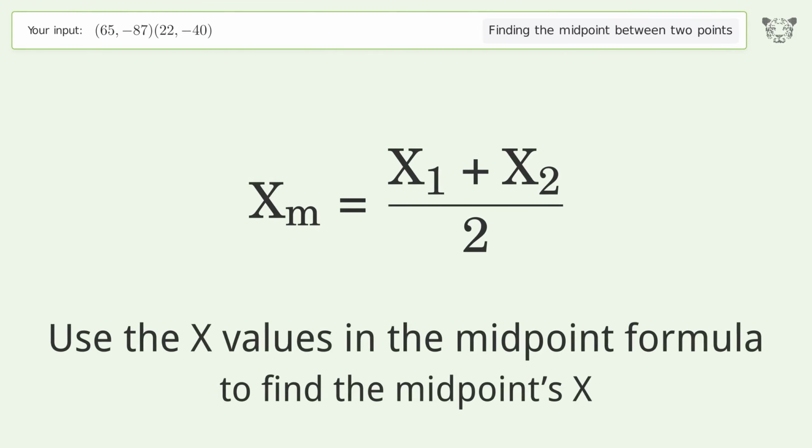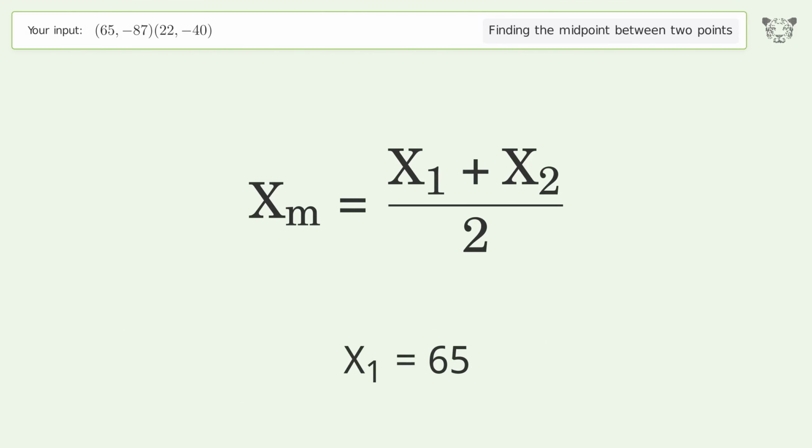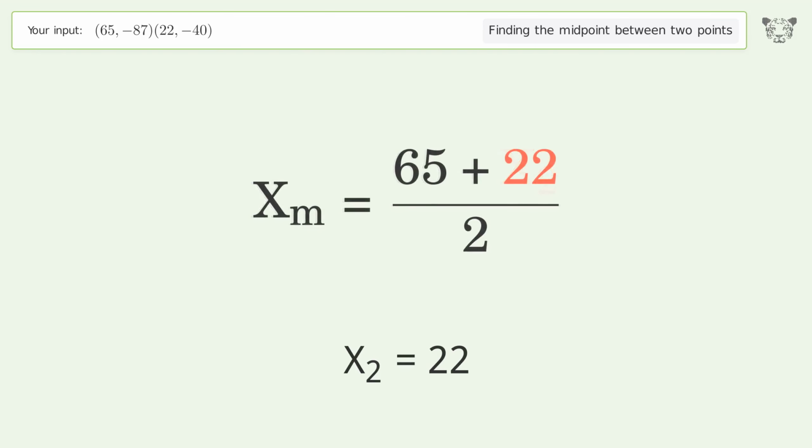Use the x values in the midpoint formula to find the midpoint's x. x1 equals 65. x2 equals 22. Simplify the arithmetic.